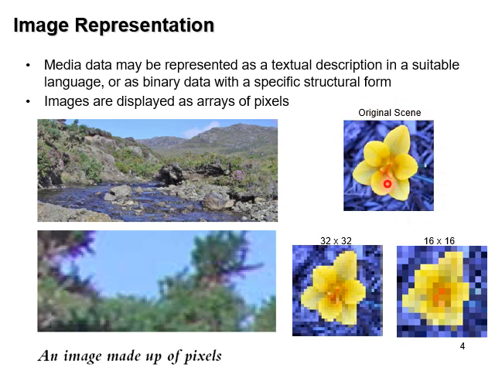Now, once you do that, you have to decide, because normally images are displayed as arrays of pixels, like a two-dimensional array, or a matrix format. You have rows and columns. So you have to decide, for the scene that you're taking a picture of, how many rows and columns you're going to use to represent that scene. Like here, we are using 32 rows and 32 columns to represent the flower, whereas here, we are using 16 by 16, 16 rows multiplied by 16 columns.